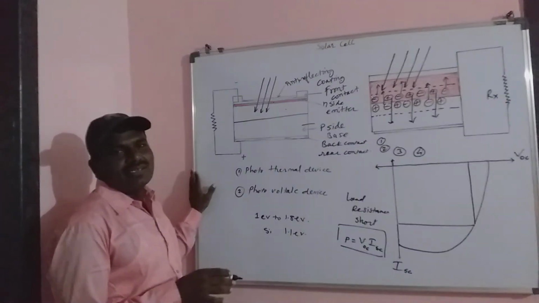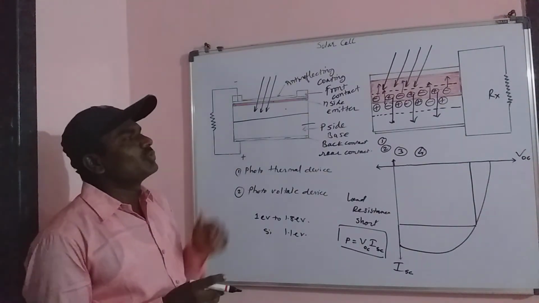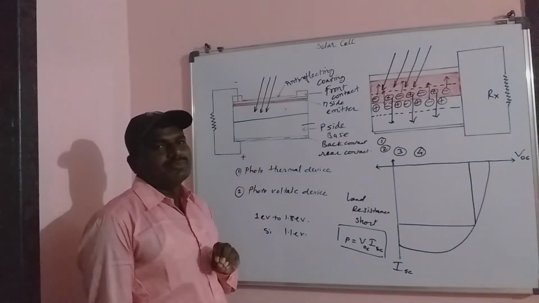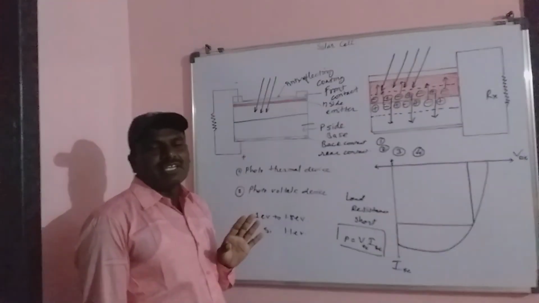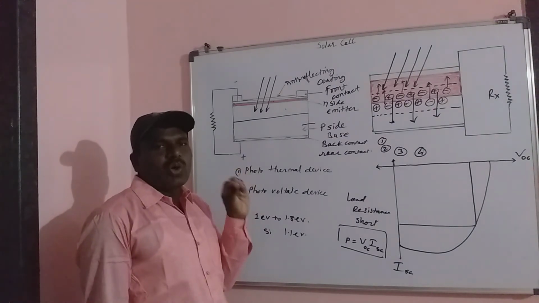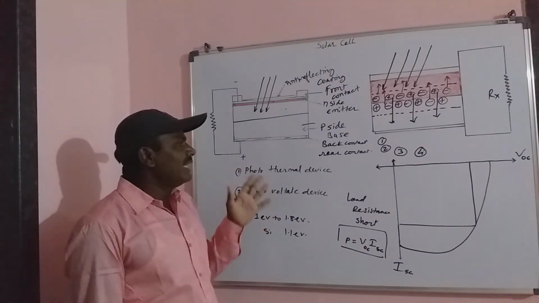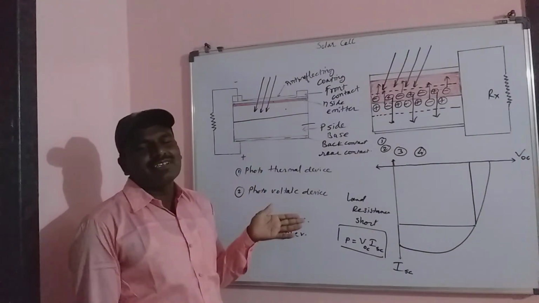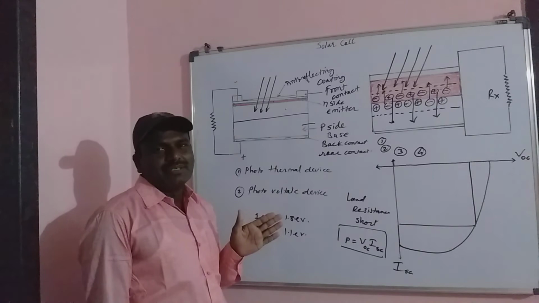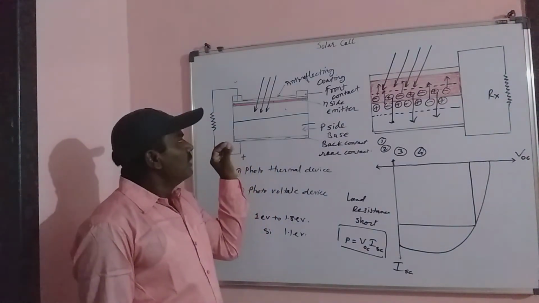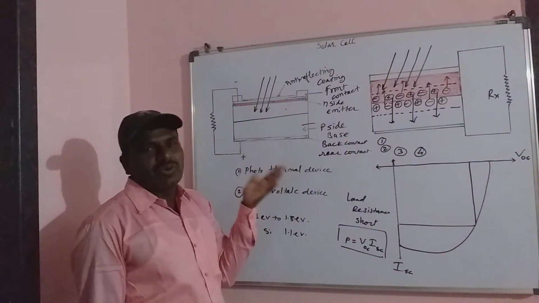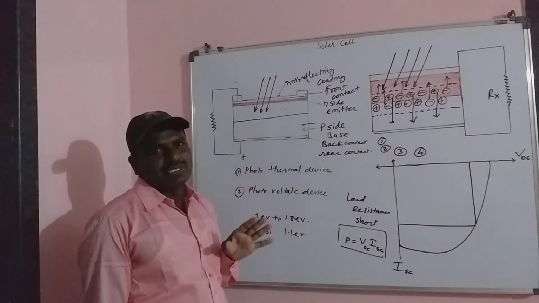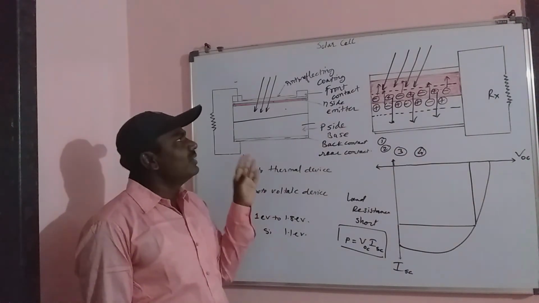Now we can see the advantages of this solar cell. This solar cell is pollution free. This is the first advantage, and it lasts longer and has low maintenance. These are the advantages. If we see the disadvantages of the solar cell, it has high cost and gives low efficiency. These are the disadvantages of the solar cell.